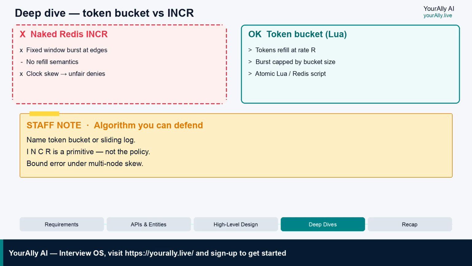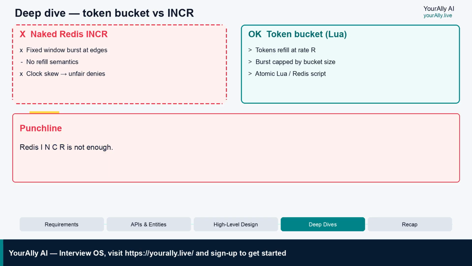Sliding log is an alternative when you must defend exact request timestamps. More memory. Say why. Staff line: INCR is a primitive. The policy is the algorithm plus placement plus failure mode. Bound the error under skew and move on. That is the punch. Redis INCR is not enough.